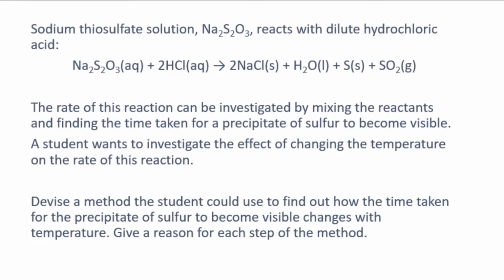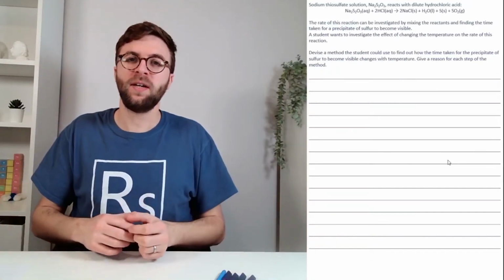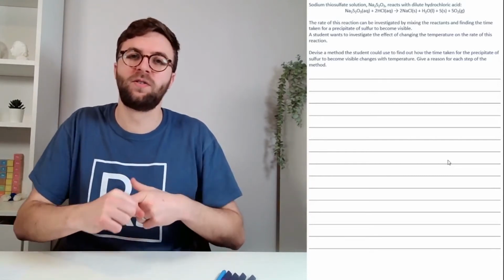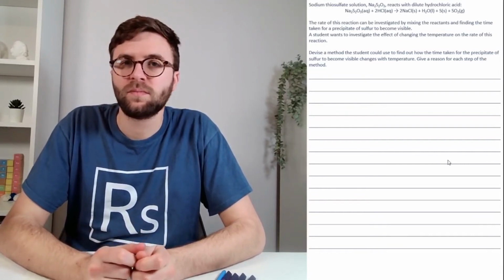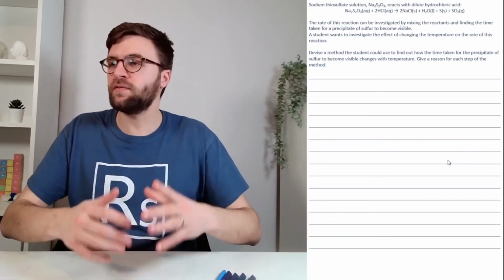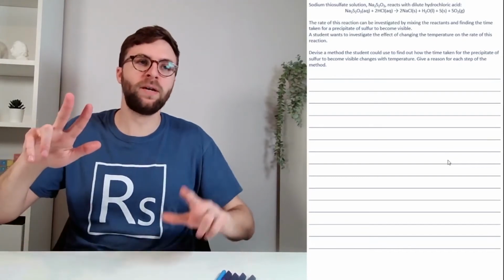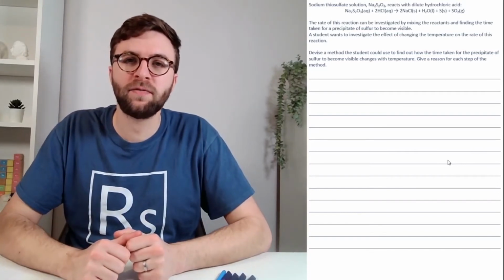So like I said, every single 6 mark question has 2 parts to it. So the first part of this one is obviously to devise the method. What's the second part of this question? What's the second thing that you need to do? Excellent. Give a reason for each step. So this is one of those really common 3 mark questions. 3 marks for the method, 3 marks for giving a reason for each step of the method.